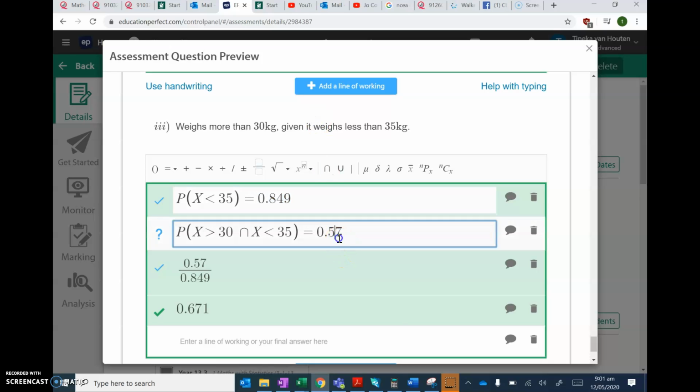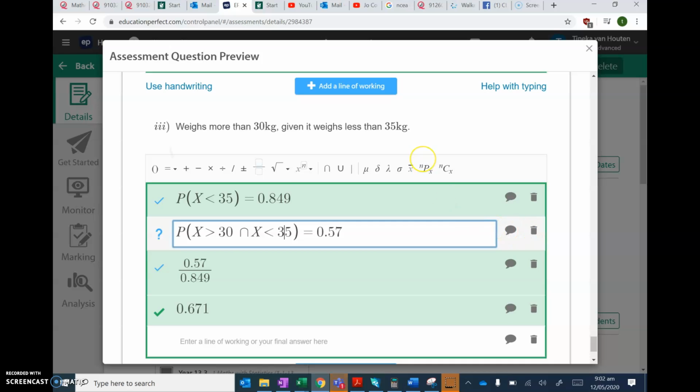Then, out of my group that I already have that are less than 35, I need to work out how many are more than 30. So that's what this statement says. So it's got to be less than 35 as well as being more than 30. So I've cut off the ones, gotten rid of the ones that are more than 35. Now I'm looking at the ones who are more than 30 and less than 35.